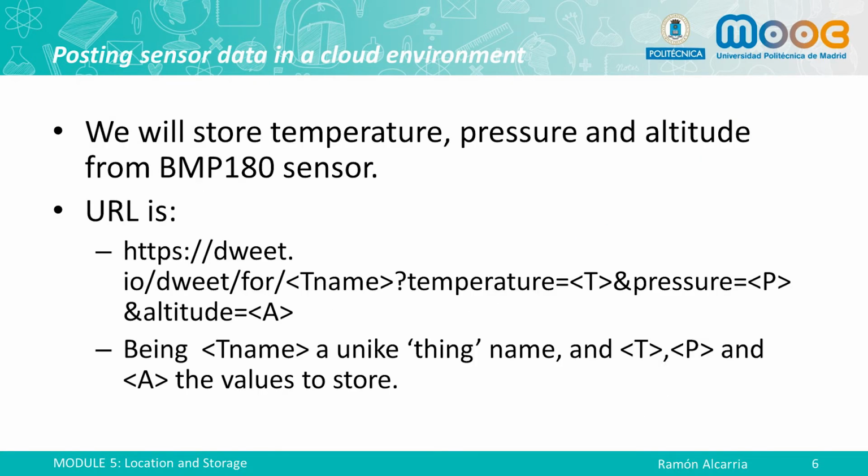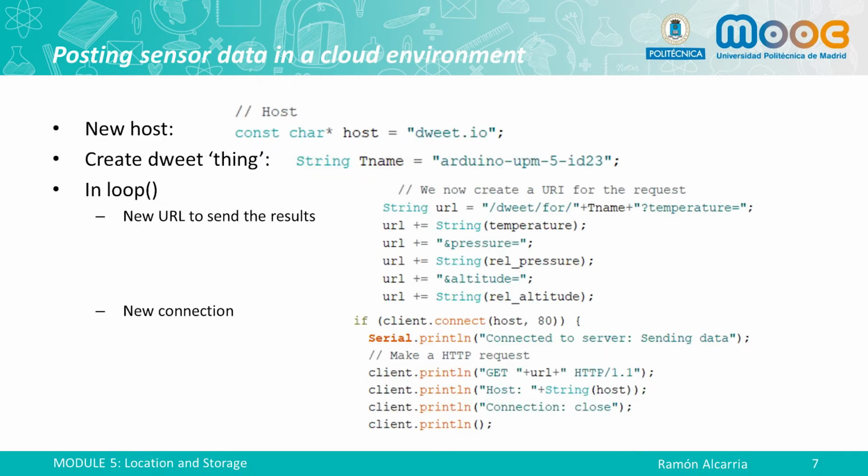The steps for publishing data using DWIT are very easy. You need to define a name for a so-called thing, and DWIT provides you the following URL to publish data. In our example, we will publish some temperature, pressure and altitude data from the BMP180 sensor. We need to compose the previous URL by defining a host, the thing name, and the path. In the loop function, we need to concatenate values of temperature, pressure, and altitude.